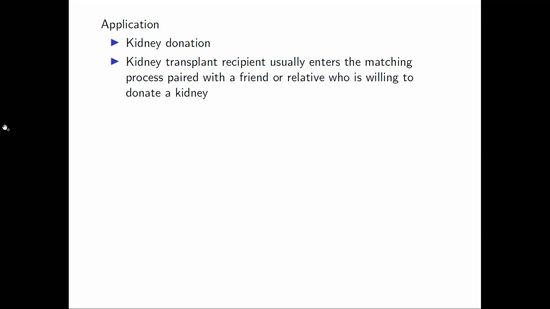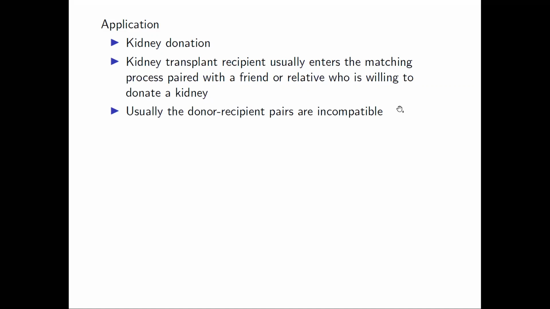So when someone needs to get a kidney transplant, some kidney transplant recipient, they will usually enter the process for matching up with people paired with some friend or relative who's willing to donate a kidney. But usually the problem is that whatever friend or relative is willing to donate the kidney, they're not going to be a match for the person that they want to donate it to, like their friend or their relative. So the two of them enter the process, someone who needs a kidney and someone who's willing to give a kidney.